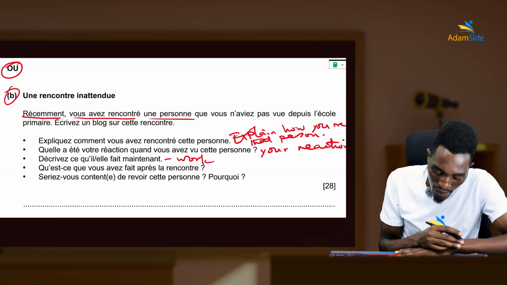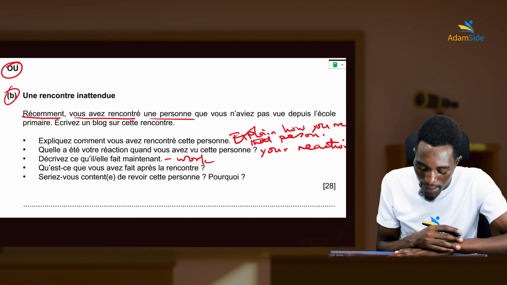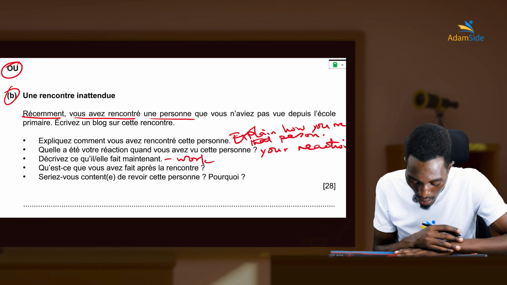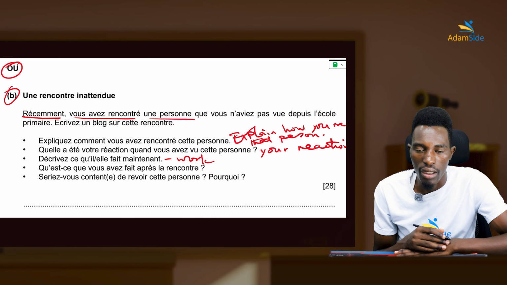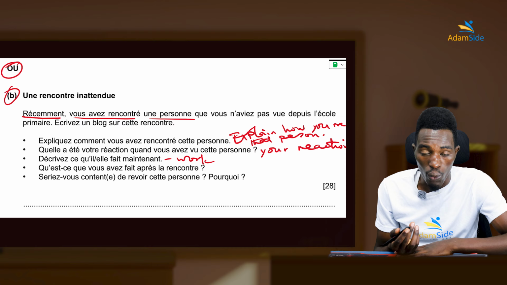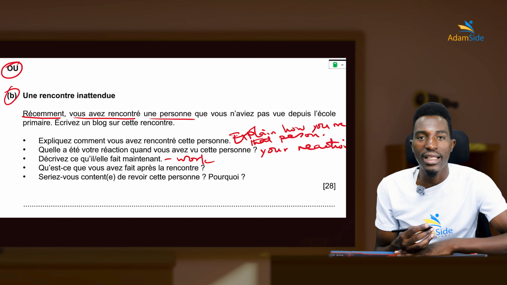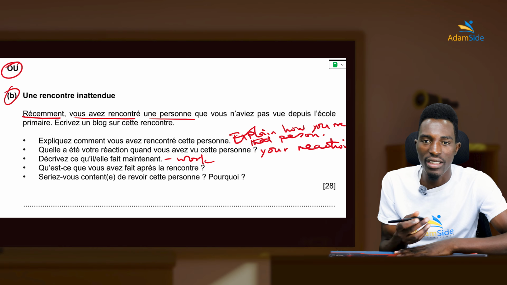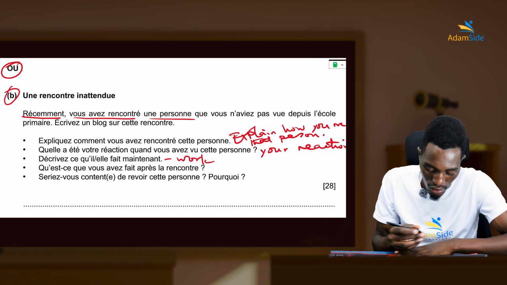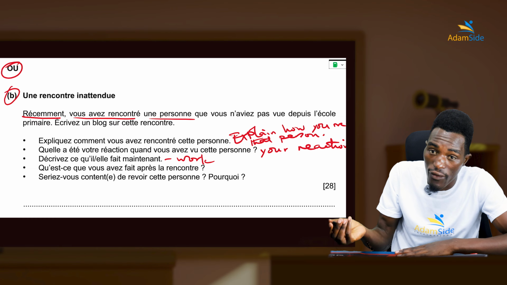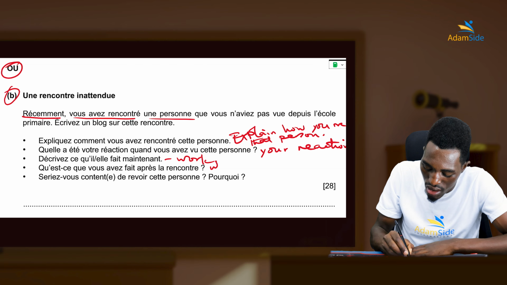Qu'est-ce que vous avez fait après la rencontre? What did you do after you met him or her? Here you can write about a moment that you had with him or with her. So what did you do? Qu'est-ce que vous avez fait?